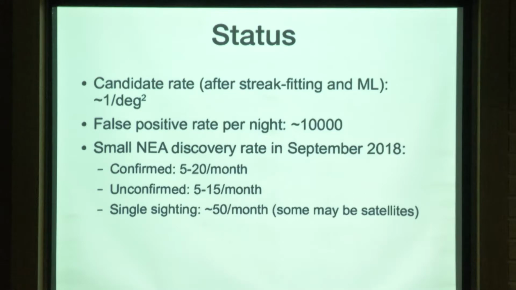So the current status is that the candidate rate, after streak fitting and machine learning, is roughly 1 per square degree, but the false positive rate per night is about 10,000. So you still have to look at tens of thousands to get to 1 degree. And I'm not talking of the machine learning part, but just the number that is found. With machine learning, you can do it more crucially and be able to get rid of those 10,000s almost straight away. And in September, for instance, there were confirmed 5 to 20 per month, unconfirmed a few more. And then single sighting, there are many of those. Some of these could be satellites with shorter trails and so on. But that is improving as time passes.